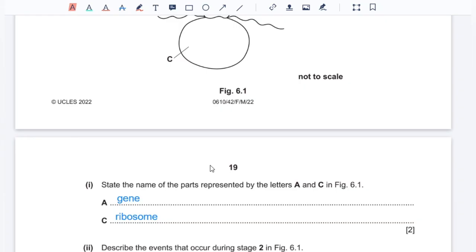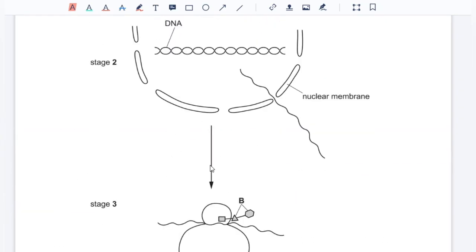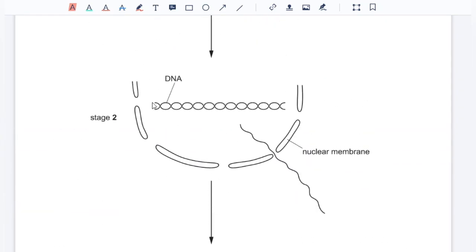2. Describe the events that occur during stage 2 in figure 6.1. So in stage 2, here you've got an mRNA, as it is a single strand compared to the double-stranded DNA, and it is leaving the nucleus through the nuclear pores.